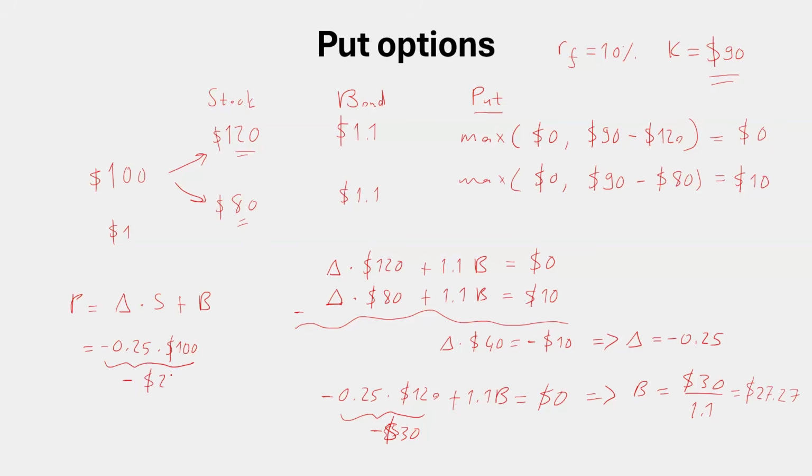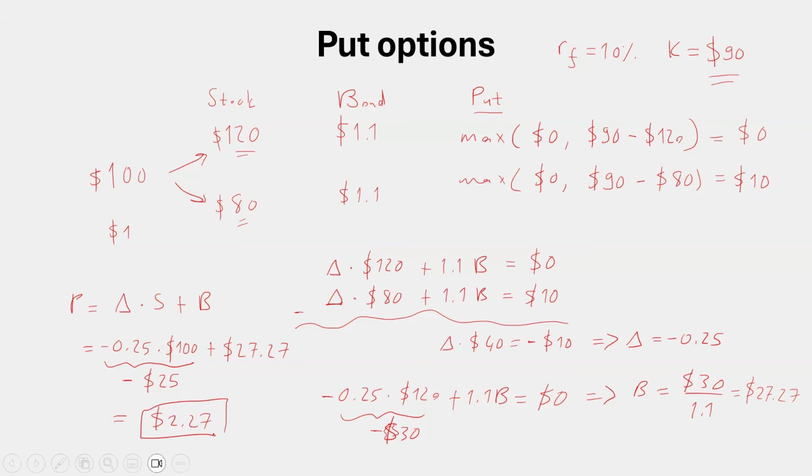So the stock position is minus $25, right? And notice in the call option, B was negative; here it is positive. In the call option, I was borrowing at the risk-free rate. In the case of the put option, I'm lending at the risk-free rate. So I have a long position in the risk-free bond, and that is $27.27. So the price of the put option is $2.27.